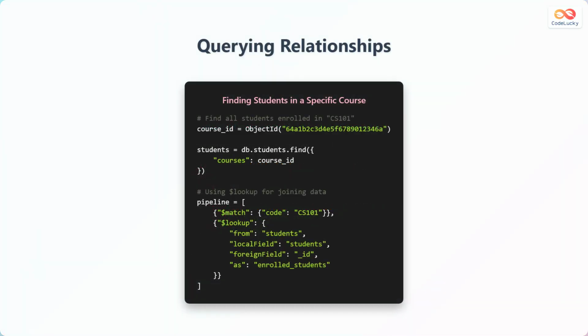Now let's explore how to query these relationships. To find all students enrolled in a specific course, identified by its object identification number, you can use the find method. To find all courses for a student, you can use the $lookup aggregation pipeline stage to join the student's collection with the courses collection based on the student's array field, matching it to the _id field of the student's collection. This will give you an array of enrolled students for each course.